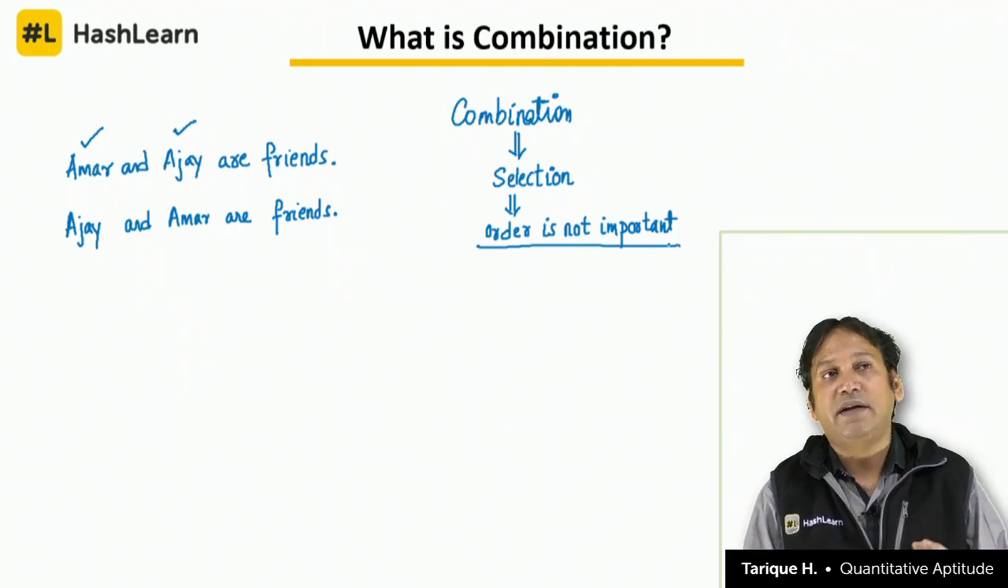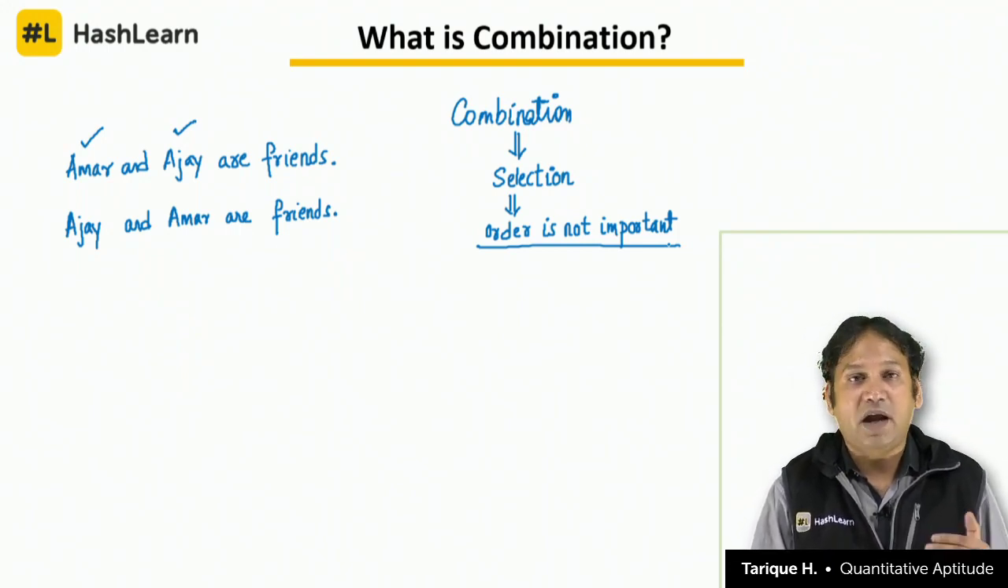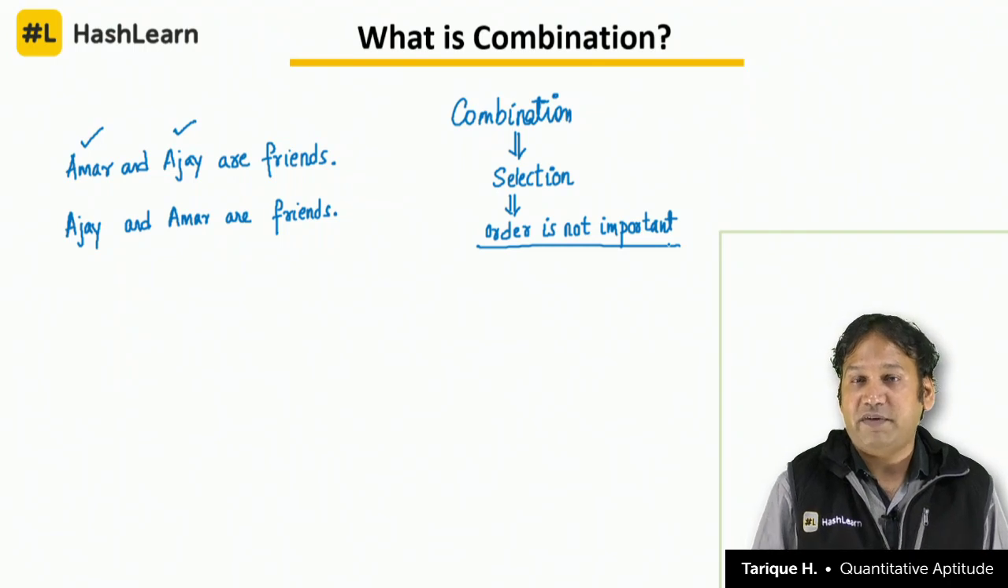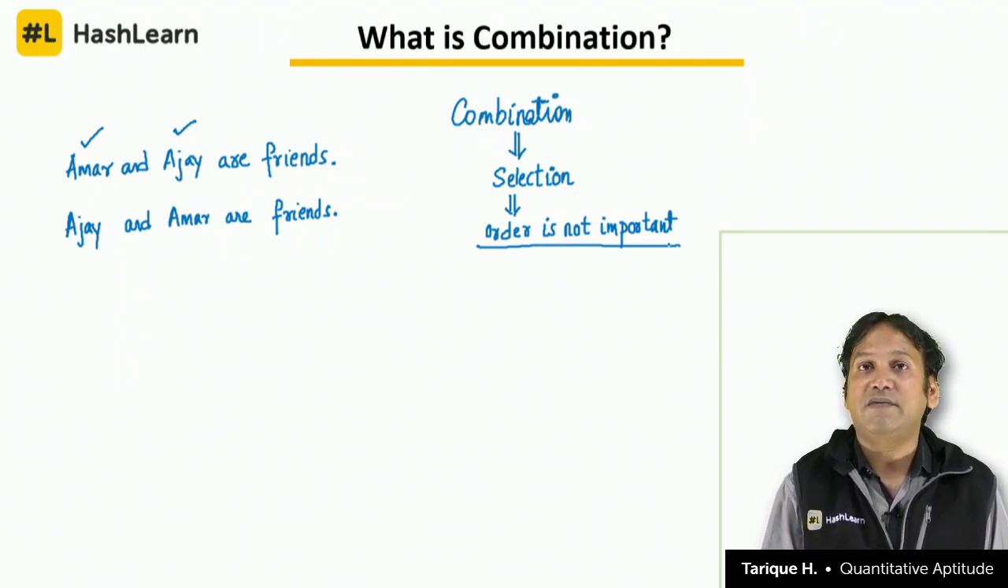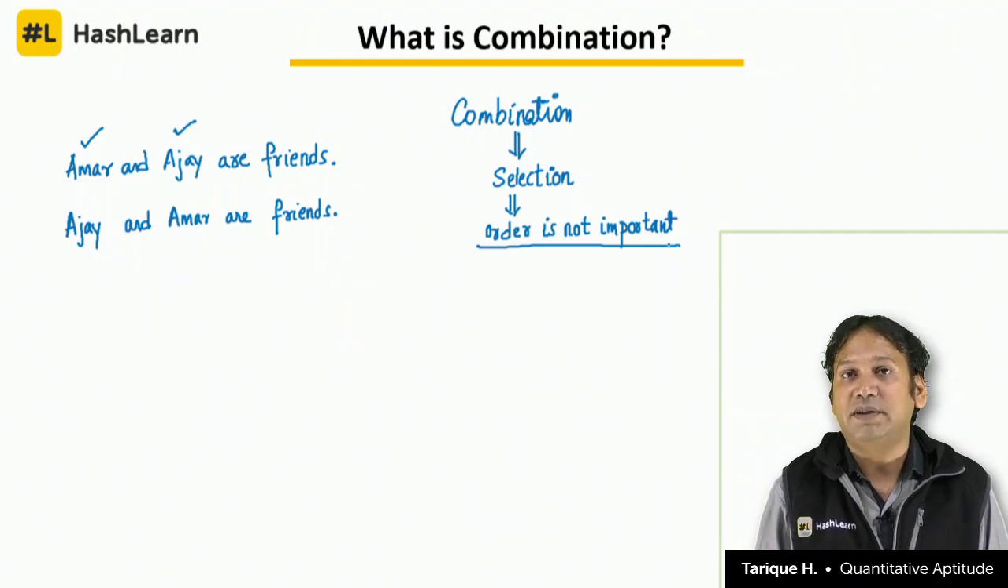Say two persons are there, Ram and Vijay, and they are going to see a movie. Say Ram and Vijay are going to see a movie, or if I say Vijay and Ram are going to see a movie, again there is no difference in which we take the names of the persons.